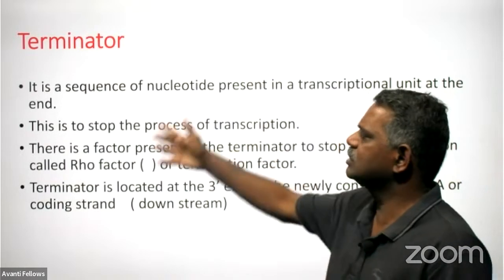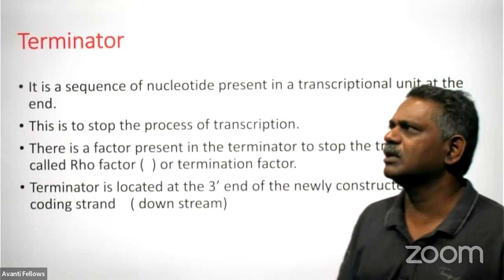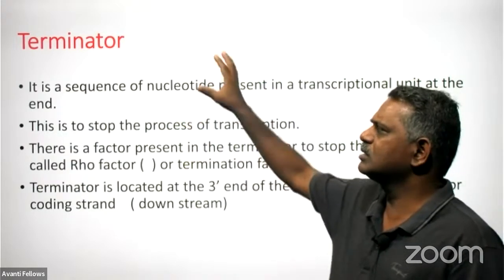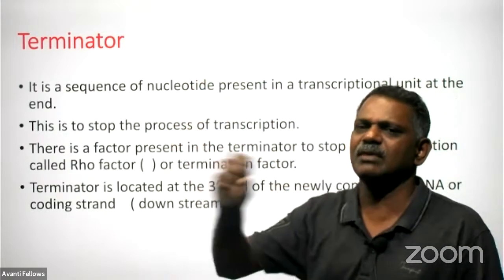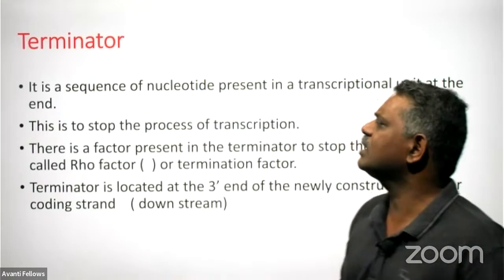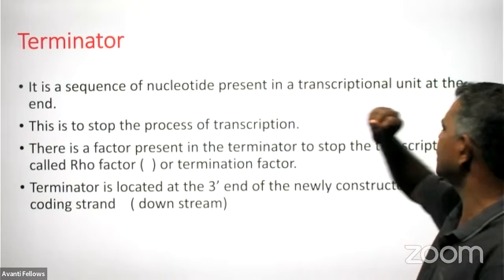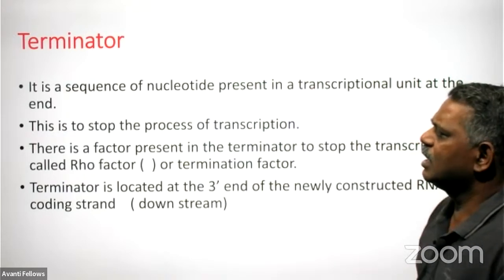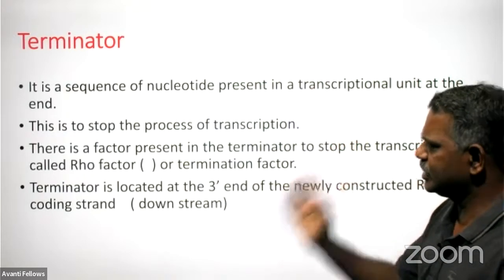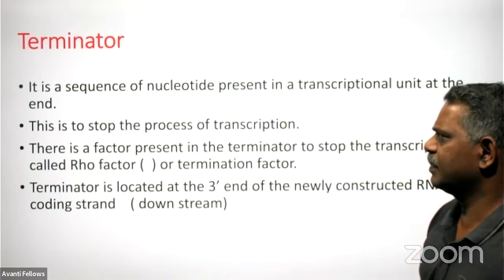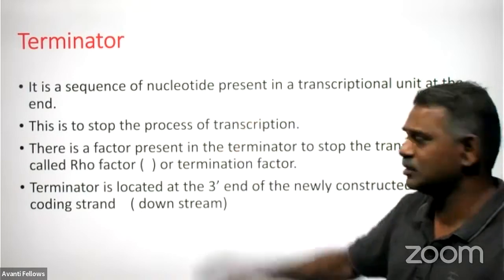As I told you, this process of transcription gets terminated when the RNA polymerase reaches the terminator, because there is a factor here called the Rho factor. It is a sequence of nucleotides present in the transcriptional unit at the end only. And this is the sequence of nitrogenous bases to stop the process of transcription. That's why it is called the terminator.